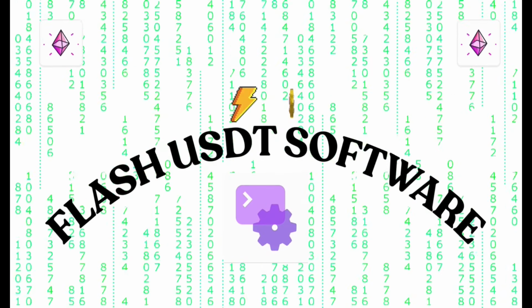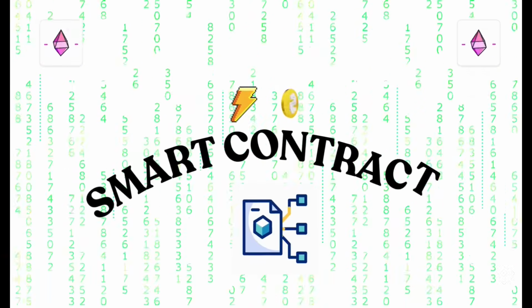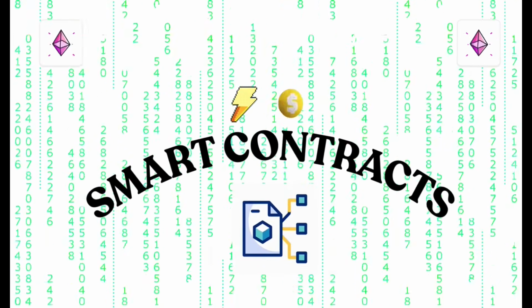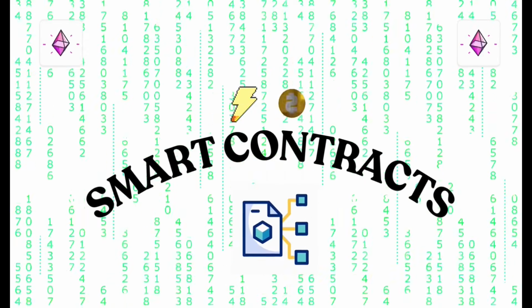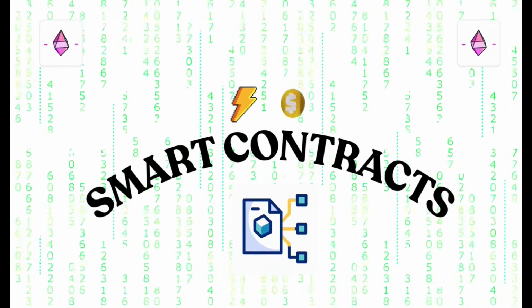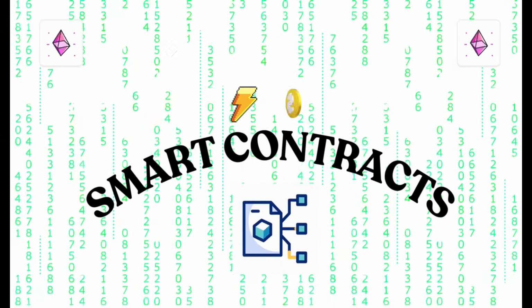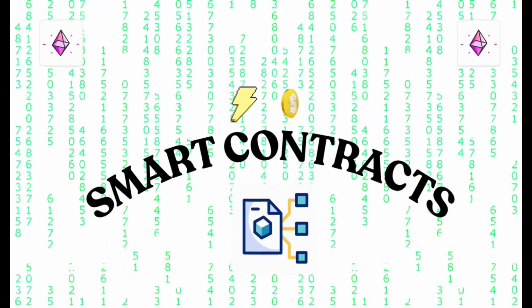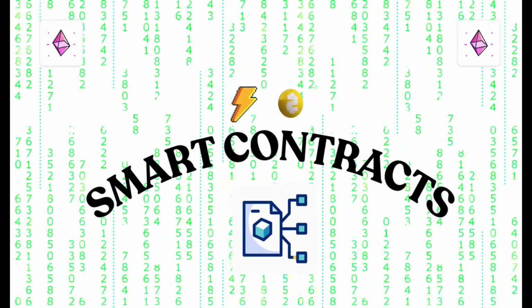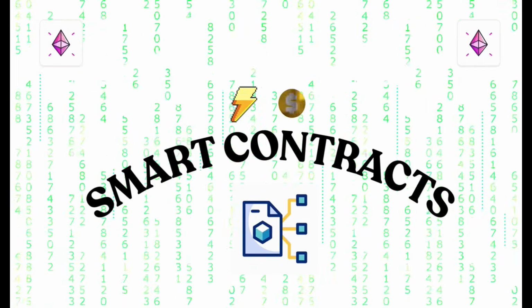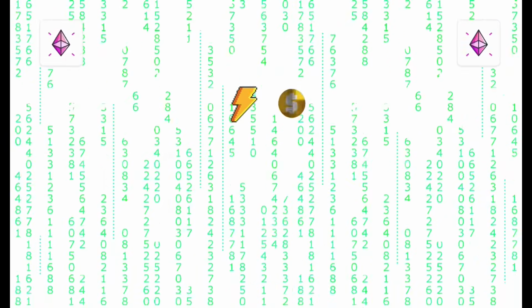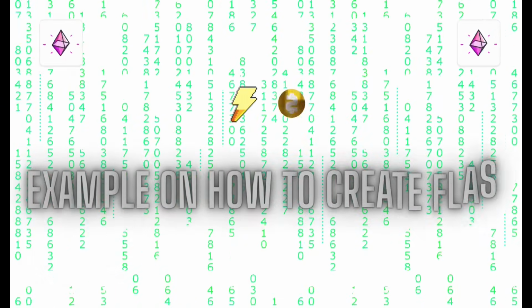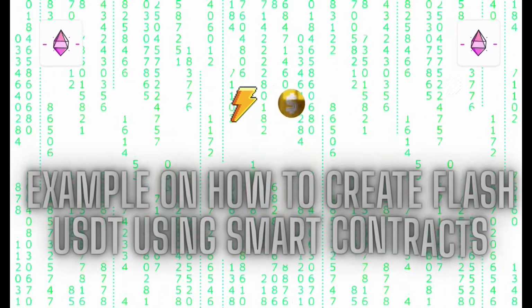Another way is to generate Flash USDT using a smart contract. A smart contract is a self-executing, programmable contract with the terms of an agreement directly written into lines of code stored on a blockchain. It automatically enforces and executes predefined actions. These Flash tokens are generated briefly by using a function, what we call in crypto Flash loans. So let's see an example of how to create Flash USDT using smart contracts.